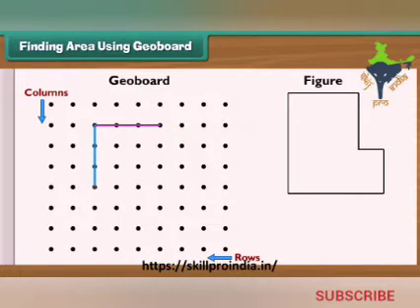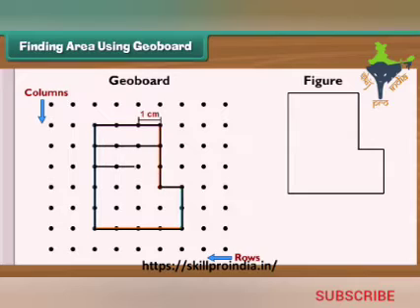First, draw 5 lines of lengths 5 cm, 4 cm, 2 cm, 1 cm and 1 cm on paper as shown in the figure. The distance between any two adjacent dots in the geoboard is 1 cm. Join the dots to create a closed figure. Now join all the dots inside the figure horizontally and vertically to form square blocks as shown in the figure.